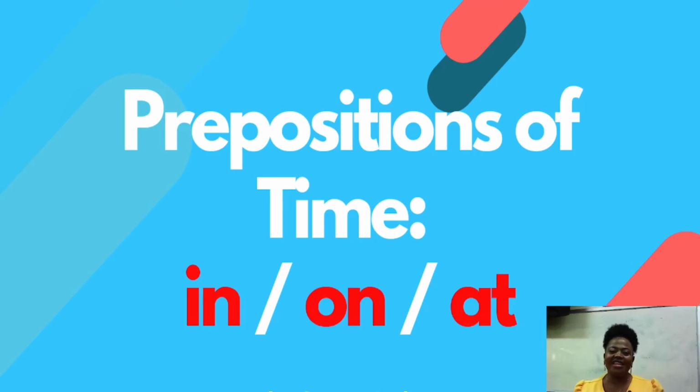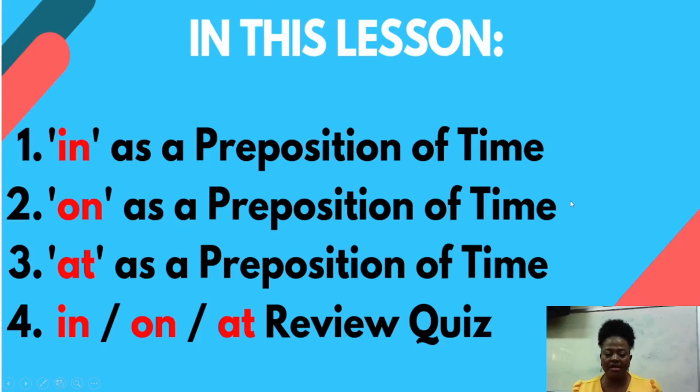Now the question is, how do we use these prepositions in a sentence? Because many English learners are really confused about how to use or when to use in, on, or at in a sentence. In this lesson, we are going to talk about in as a preposition of time, on as a preposition of time, and at as a preposition of time. Then we will review some questions to test your understanding of the lesson.